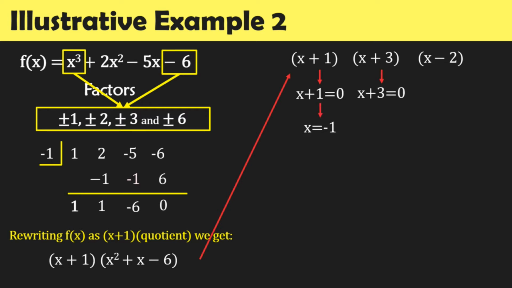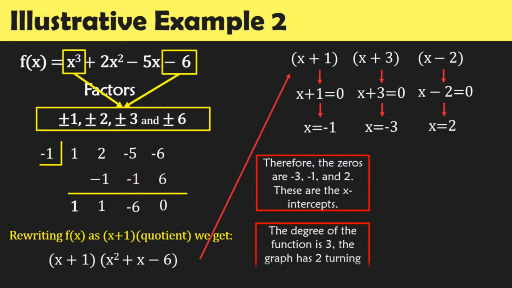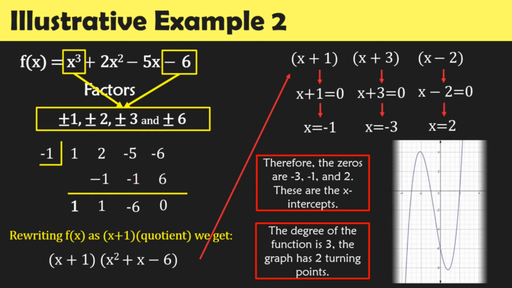Next, x plus 3 equals 0. Subtract both sides by 3 and we have x is equal to negative 3. Next, x minus 2 is equal to 0. Just add both sides by 2 and we have x is equal to 2. Therefore, the zeros are negative 3, negative 1, and 2. These are the x-intercepts. The degree of the function is 3 and the graph has 2 turning points.